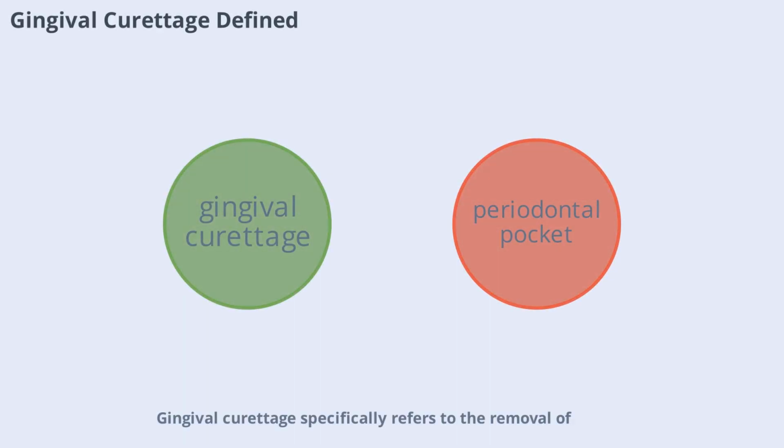Gingival curettage specifically refers to the removal of inflamed soft tissue located lateral to the pocket wall. This technique is focused on cleaning out the diseased tissue that lines the periodontal pocket, which is essential for reducing inflammation and promoting healing. By targeting only the affected area, gingival curettage helps preserve as much healthy tissue as possible while addressing the underlying periodontal issue.